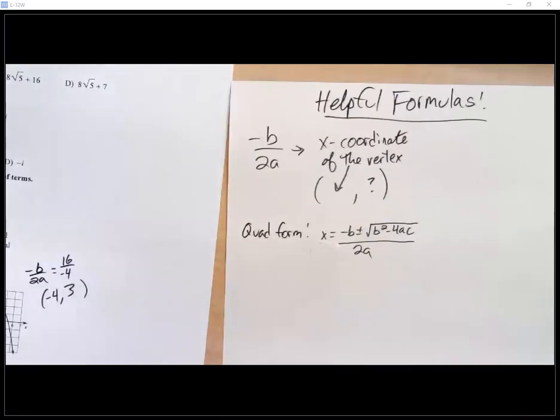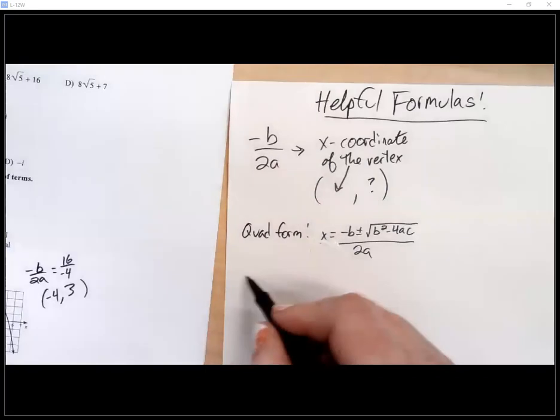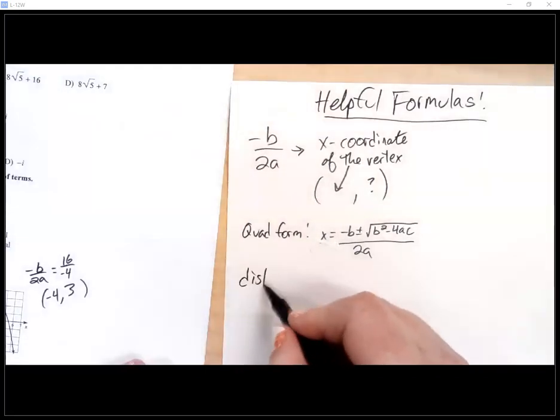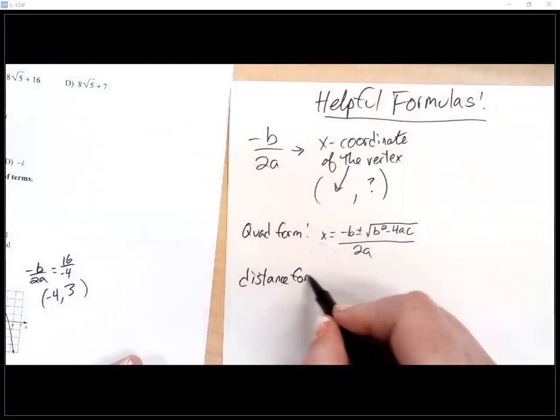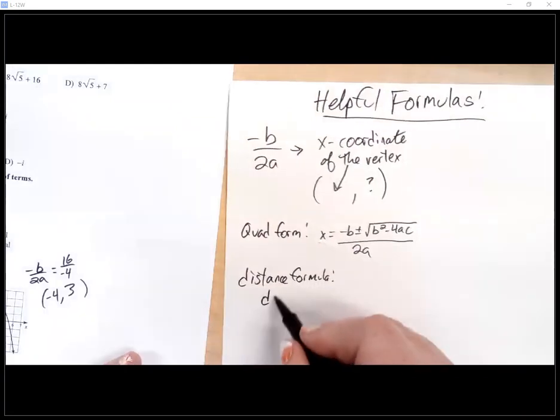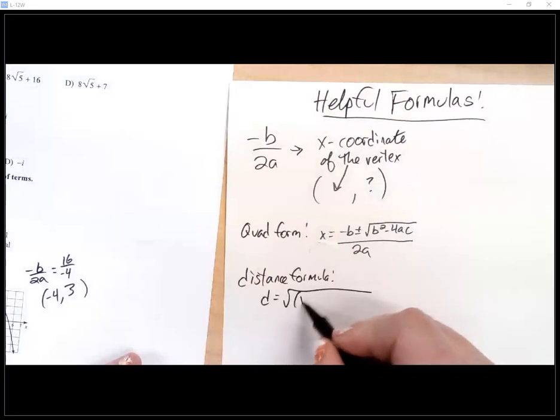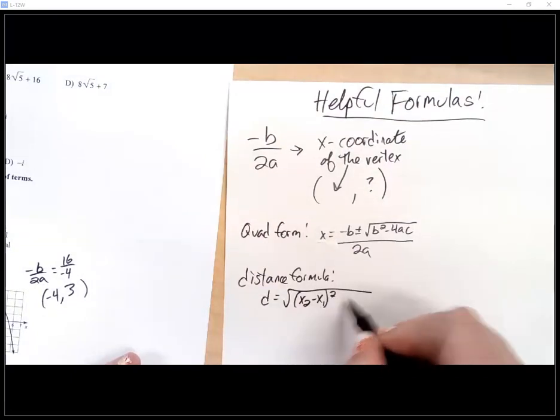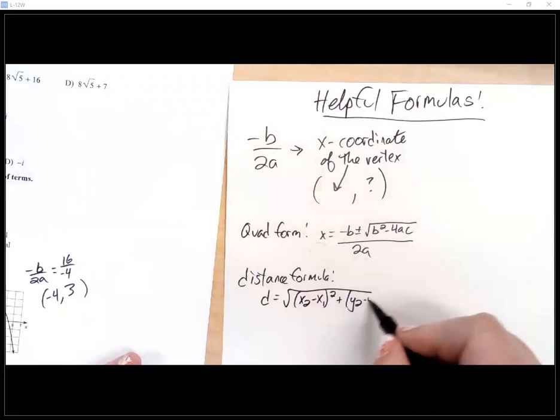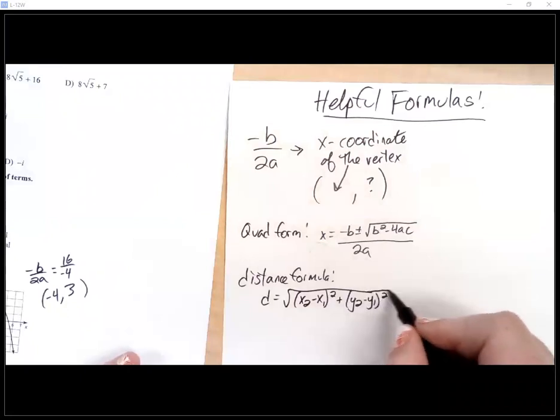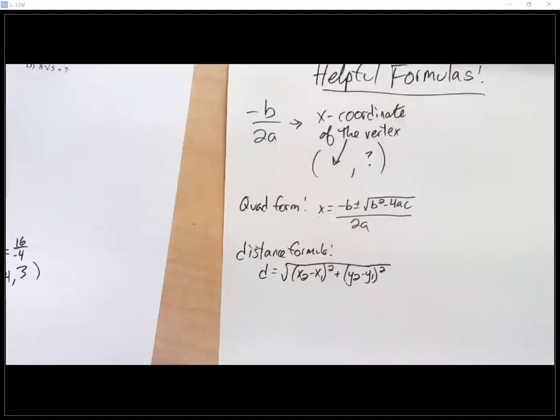Let's see, other things were, what else? Did we do distance formula in here? I feel like we did. We did? Yeah, let's throw that one on there. So distance formula. We have that. I honestly don't remember if sum and difference of cubes is on there, but just in case, I'm going to give them to you.